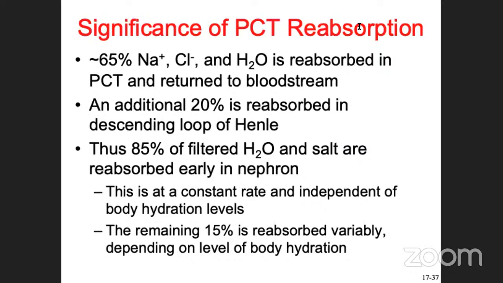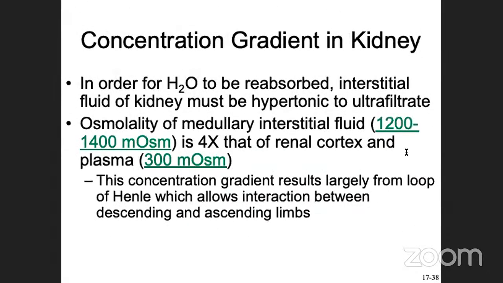Well, the rest, 20%, is reabsorbed in the descending loop of Henle, and 85% of the filtered water and salts are reabsorbed in the early nephrons. We already discussed this last week, and this is at a constant rate and independent of body hydration level. And the remaining 15% are reabsorbed variably depending on the level of body hydration. It really depends. Okay, if you need more water, like when you're fasting, of course you need to retain more water in the blood, in the system.